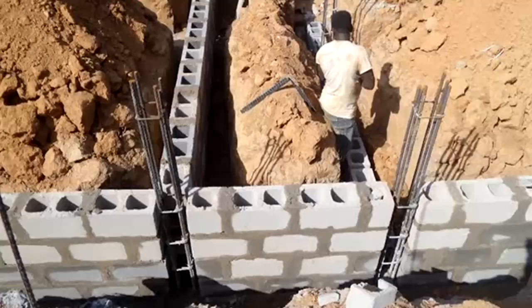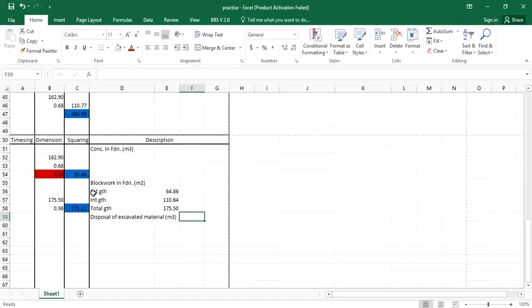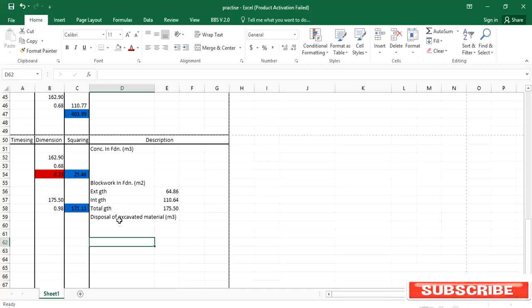Now in our measurement, our block work was measured in meter square. We did the mean gaps and the height of the block, but for our earth adjustment for block work, we have to find the volume of the block work contained in the trench excavation, not outside the trench excavation. Let me do something so you can understand.